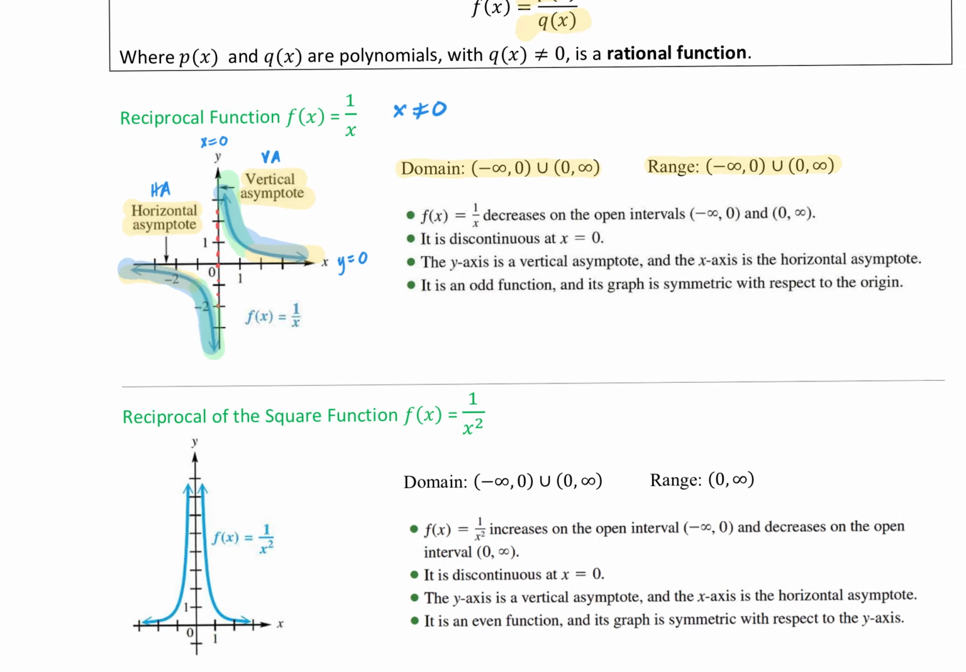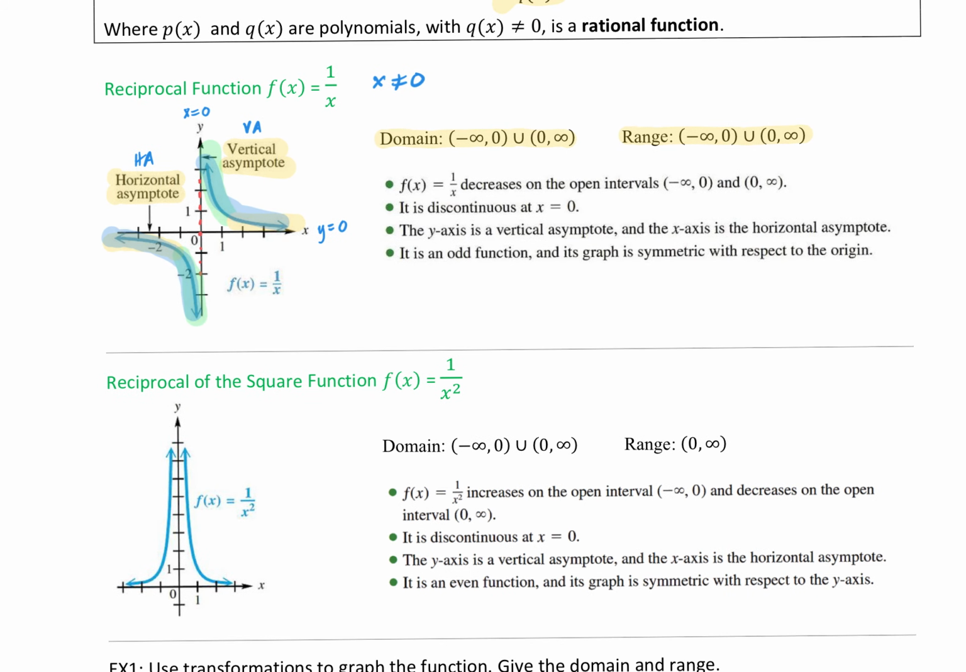And then it describes the y-axis as a vertical asymptote, x-axis is a horizontal asymptote. And we'll go into more about the way you define the horizontal and vertical asymptotes in the next section. But also, this function 1 over x is an odd function, so its graph is going to be symmetric with respect to the origin. Imagine taking this graph and rotating it 180 degrees. The graph will stay the same. It will have the same shape.